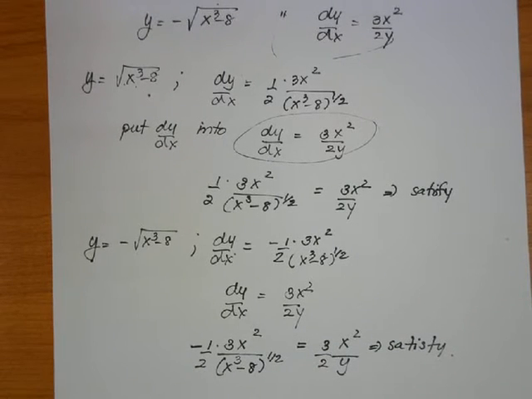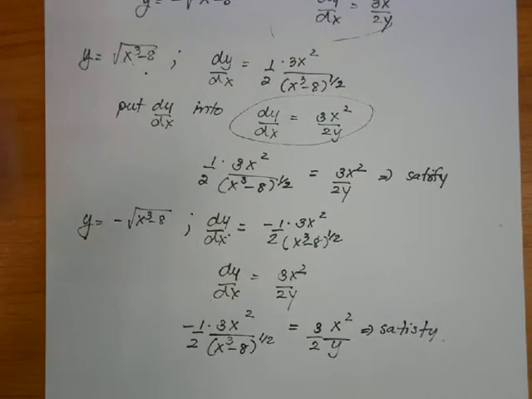So that means both y, either the square root of x to the power 3 minus 8 or minus the square root of x to the power 3 minus 8, are the solution of this differential equation. But then you have two solutions, you don't have one solution. So that's why this is called an implicit solution. Let me give you another example.